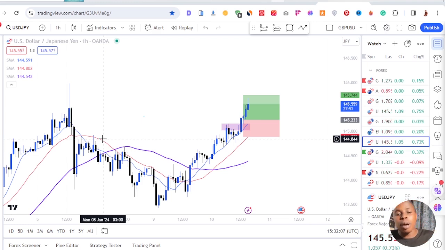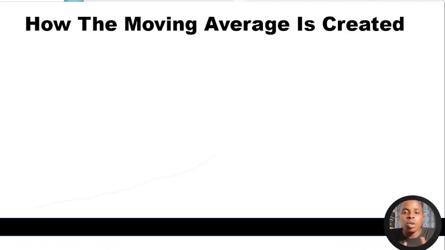So let me talk about the moving averages, and in the next 15 to 20 minutes you are going to become a good trader just because of this strategy. So first of all, we are going to talk about how the moving average is created.